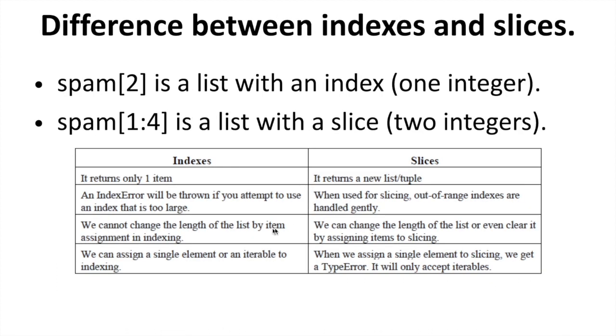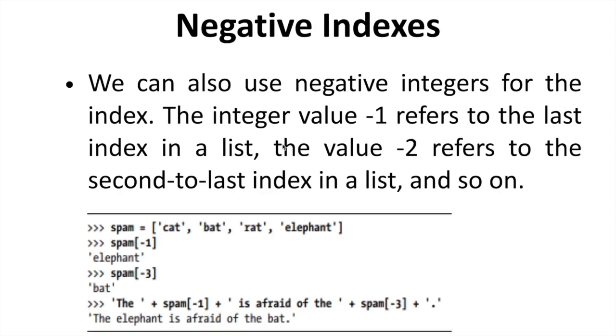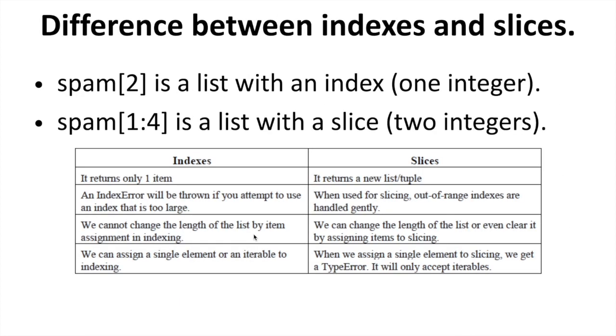You will see here. See, spam of 2 is the list with the index 1 integer. Spam of 2 here will give rat, right? So it is using only one index. But if you use spam of 1 is to 4, here this is a slice because it is using two integers. A slice uses two integers. So here the first value, that is 1, is the starting value, and 4 is the ending value.